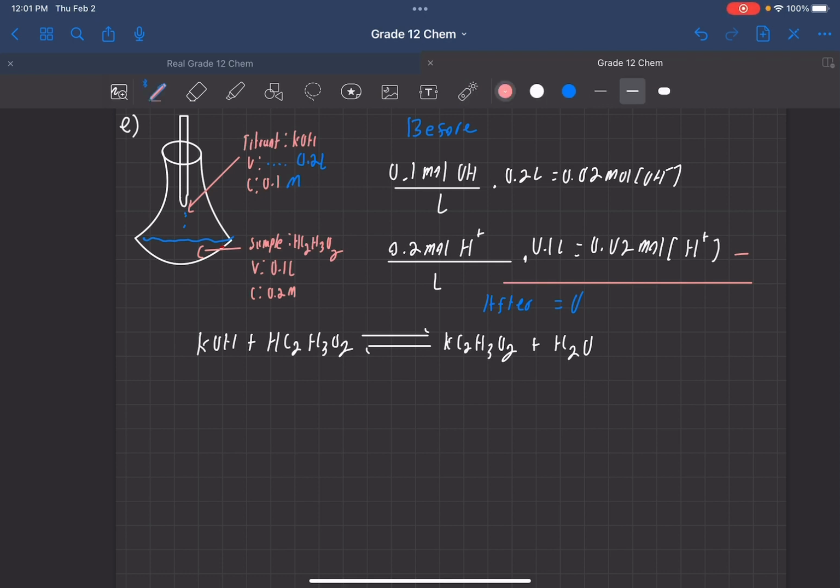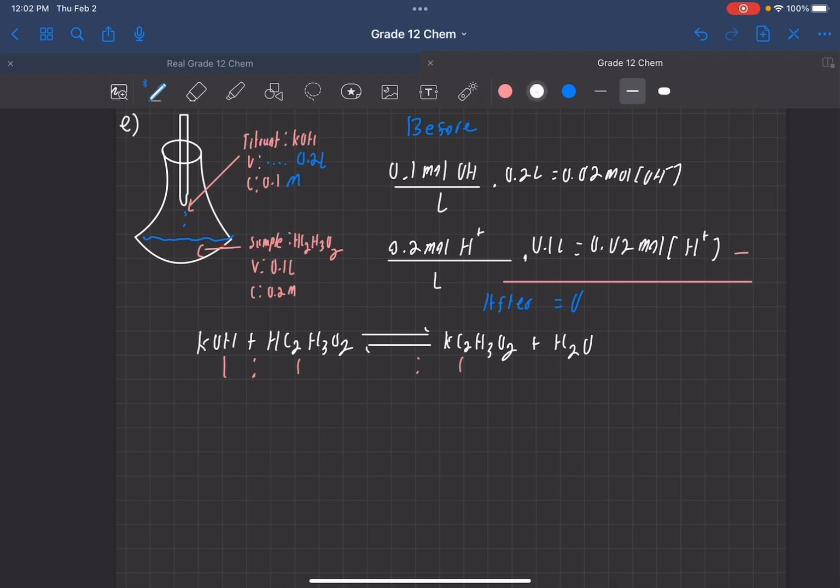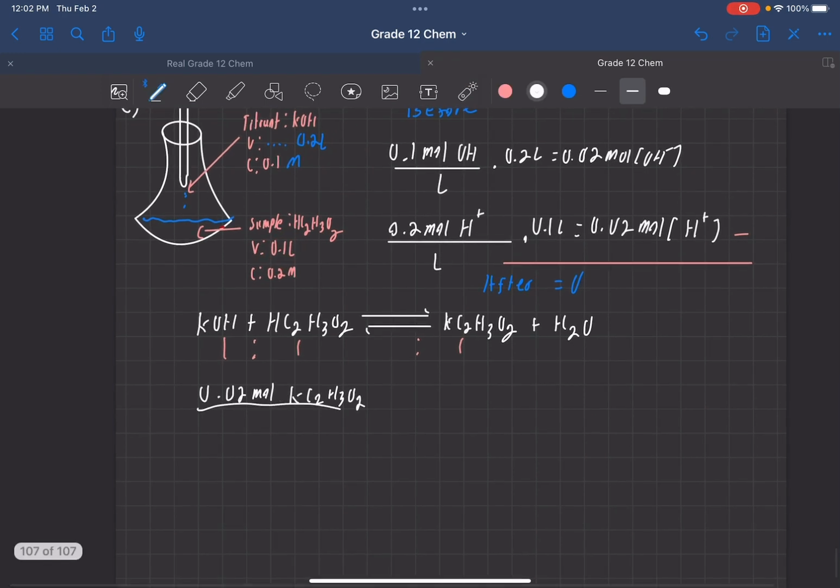Okay, so as we said before, right, this is a 1-to-1 ratio. So what does that mean? That means we have 0.02 moles of the salt, and that is over the total volume. So what is the total volume? We're adding 0.2 liters of this guy into 0.1 liters of this guy. So that's going to be 0.3 liters. So that is over 0.3 liters. And we should get a concentration of 1/15 molar. And that is of our salt, potassium ethanate.